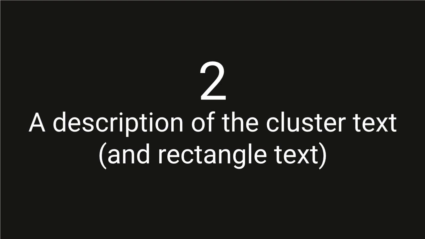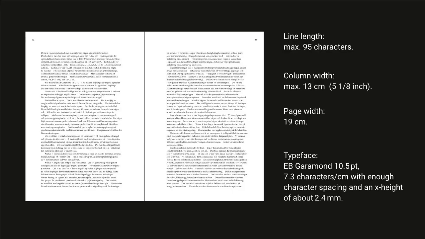In this clip, I will describe a cluster text. It looks like this. It has a maximum line length of 95 characters and a maximum column width of 13 centimeters. In reality, however, they are often shorter as the lines rarely reach all the way to the right, and thus the width is often 12 centimeters and the line length 85 to 90 characters.